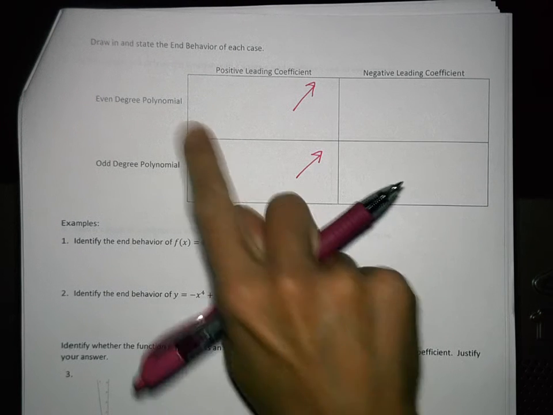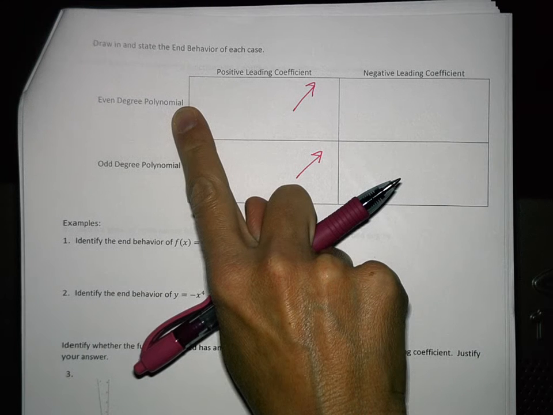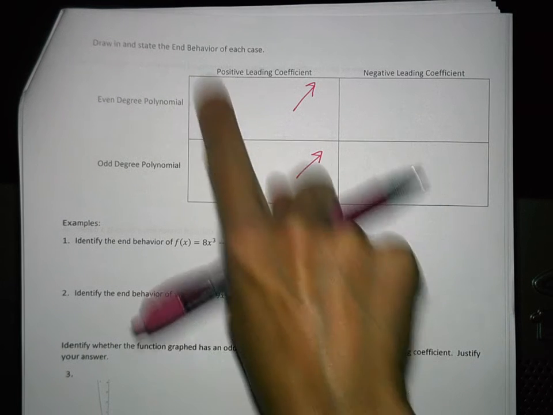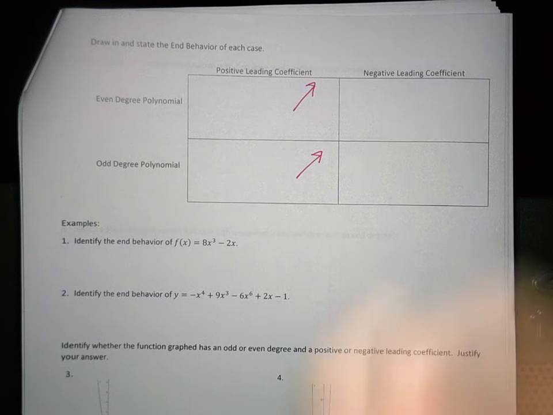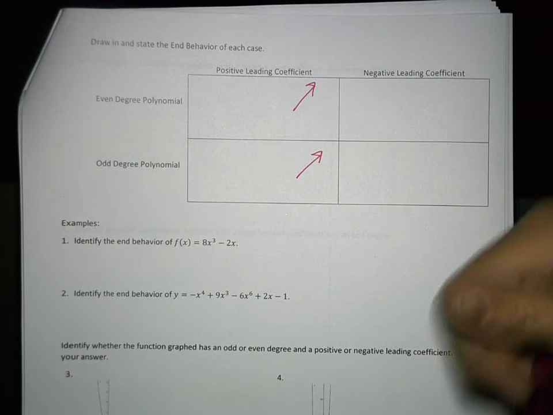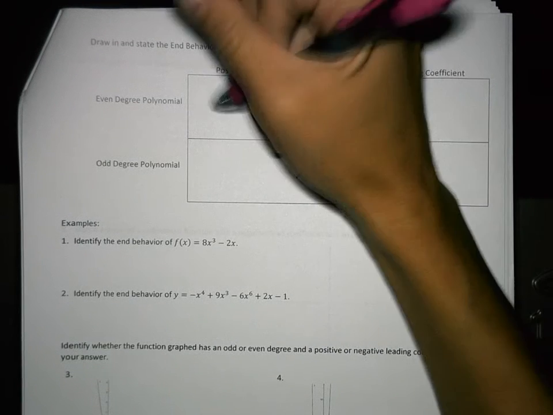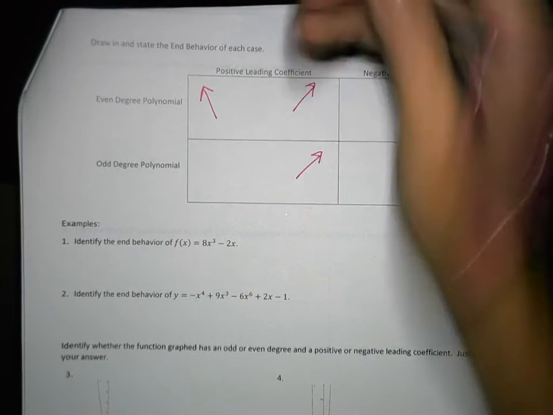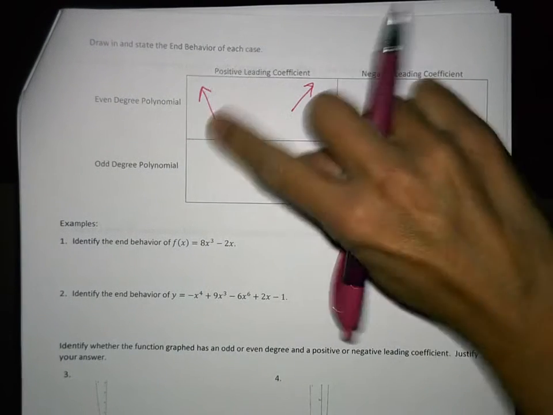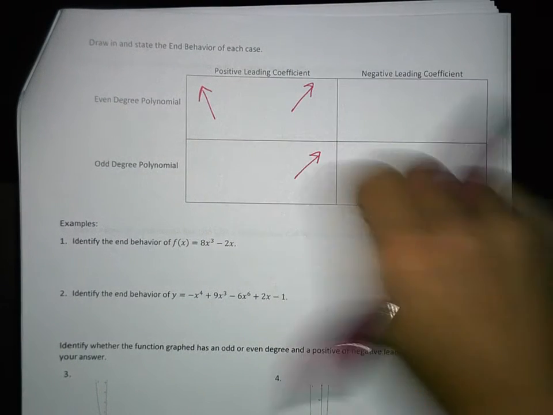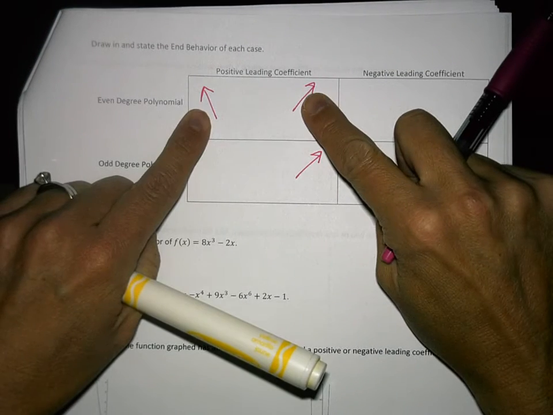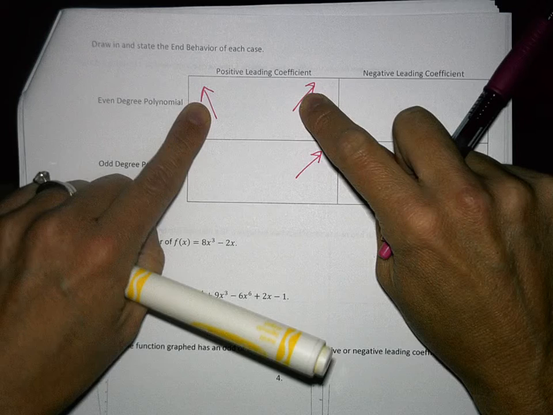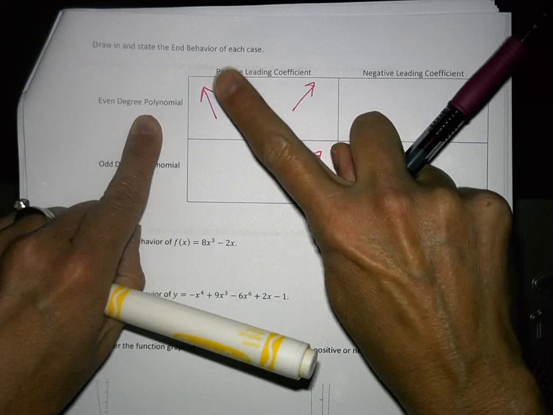Now, if it's an even degree, is this side going to go to positive infinity or negative infinity? Positive, because even degrees always go the same direction. And so that means when I'm graphing, that other stuff's going to happen in the middle. It could go up and down, it could curve, but no matter what, they're going to end up going up to positive infinity on both sides if you have an even degree, positive leading coefficient.